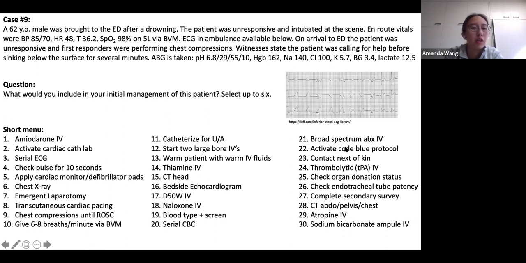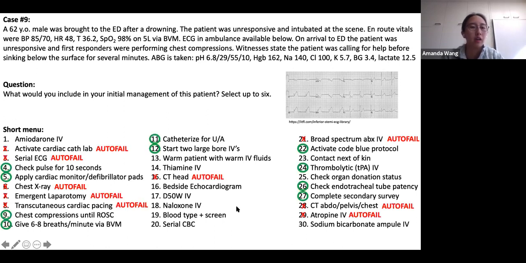But continuing, what's interesting is he's now in emerge and first responders are performing chest compressions. So you're like, well, what happened between him just needing to be bagged and needing chest compressions? And so they say that, hey, he was yelling for help before he essentially drowned. And then this is the ABG that we have for you, and those are some of his initial labs.